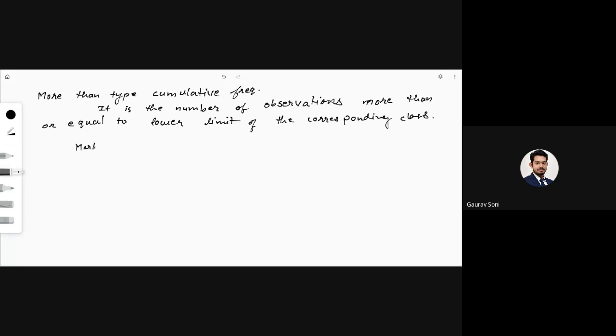Again, I write down the marks 0 to 10, 10 to 20, 20 to 30, 30 to 40, and 40 to 50. And the frequency for the same is 5, 12, 15, 4, 4. So more than type cumulative frequency. Anyone other than Manas?